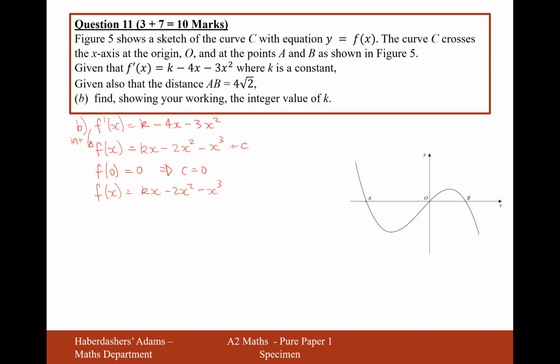Now what I need to do to find the points A and B, these are the points at which the curve is equal to 0. The y coordinates here and here are both equal to 0, so the output of these x values is going to be 0. So let's set them equal to 0. Let's divide through by x, because at these points x is definitely not equal to 0.